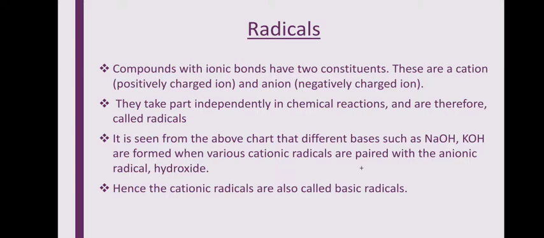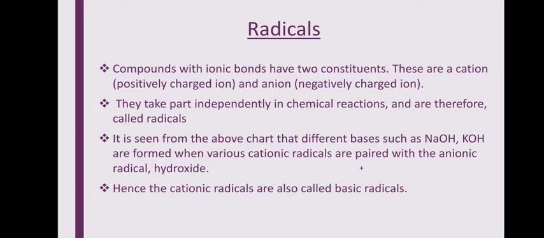So, compounds with ionic bonds have two constituents. These are a cation and an anion, meaning a positively charged ion and a negatively charged ion. Followed? They take part independently in chemical reactions and are therefore called radicals. For example, Na+, sodium, positively charged, right?